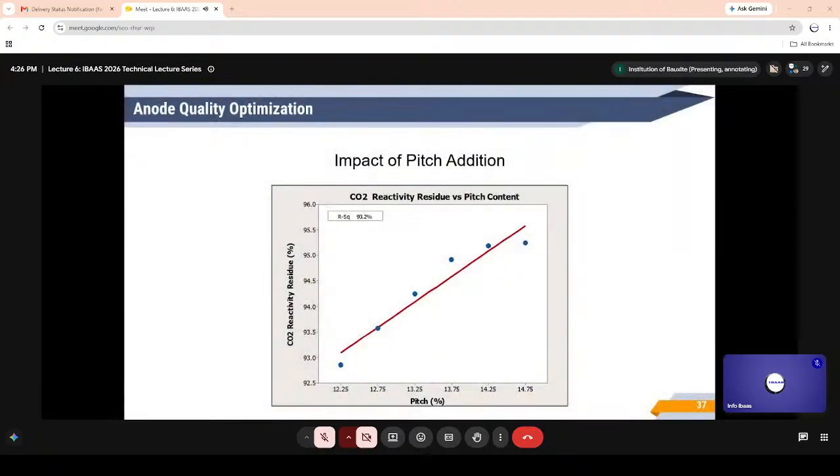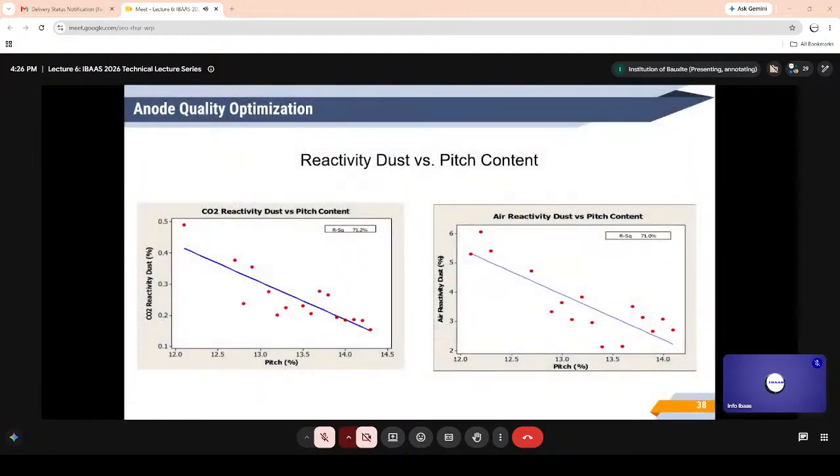The CO2 reactivity residue improves with increasing pitch content in anodes. The CO2 reactivity dust and air reactivity dust reduce with increasing pitch content. This is due to better bonding between the particles of dry aggregate.